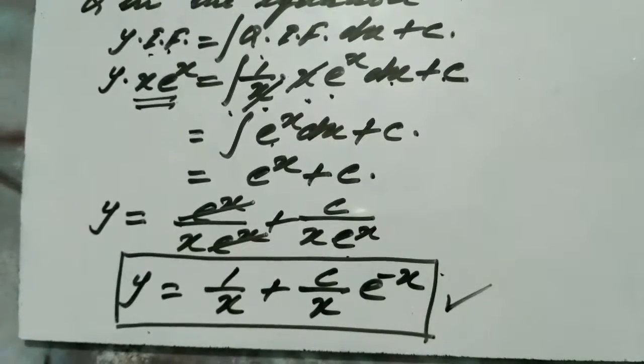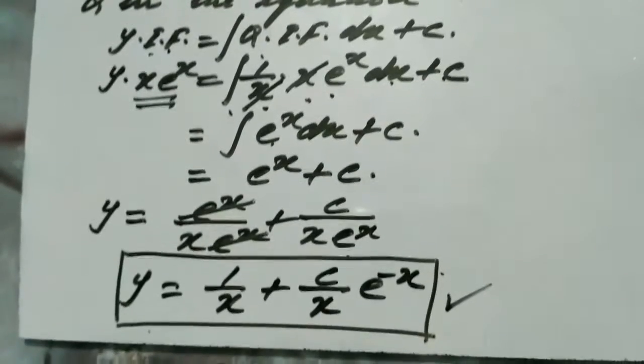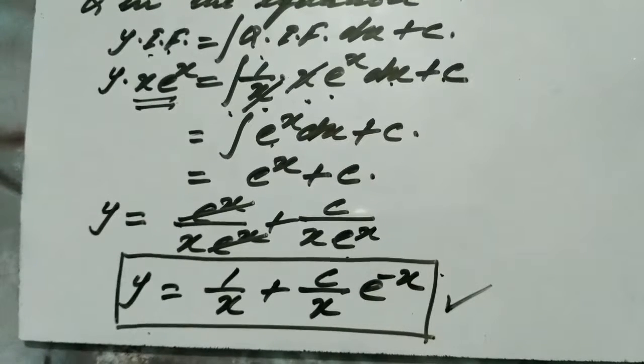So this is an example of how to solve a linear differential equation of the form dy upon dx plus py is equal to q, where p and q are functions of x or some constant terms.